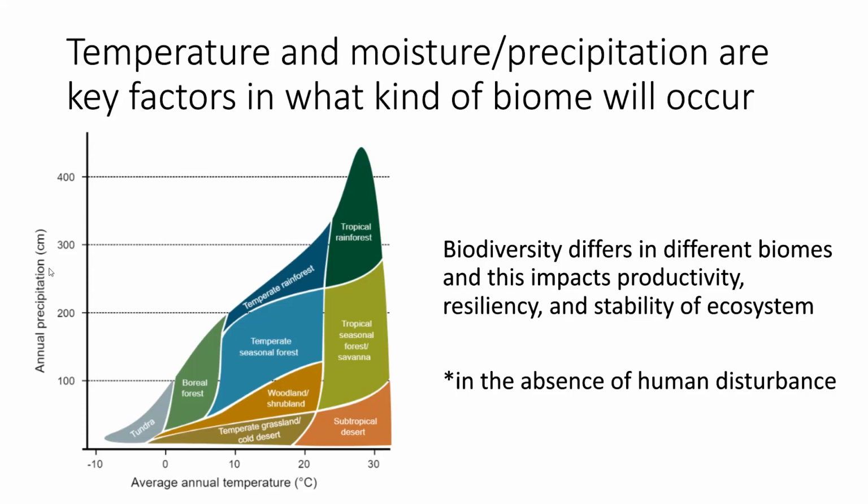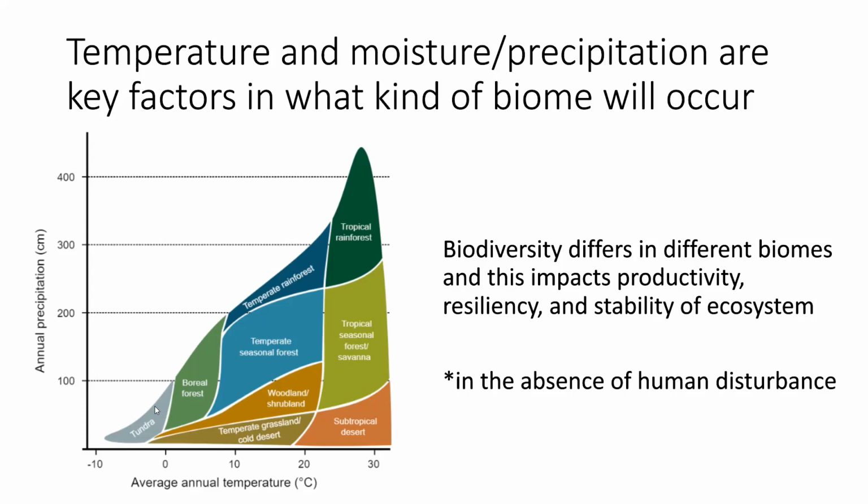With these biomes, you can get an idea of it from the graph here. We've got precipitation on the y-axis and temperature on the x-axis, because those are going to be the 2 key features in determining what type of biome a region is going to be. So just looking at this quickly before we go through each of them individually.